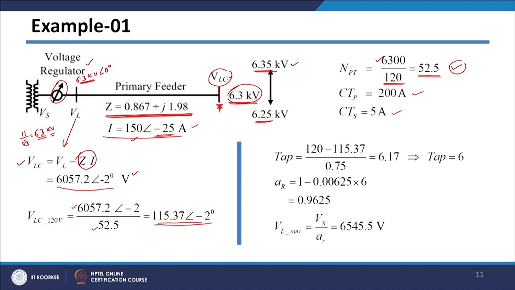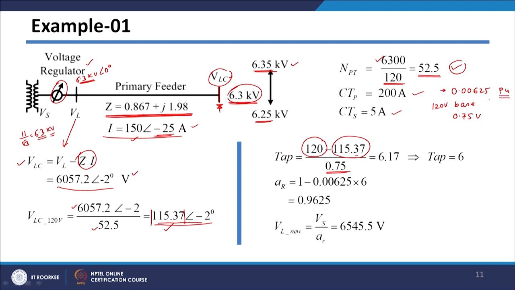The set position of the regulator compensator circuit is say 120 volts, but across that voltage relay I am getting 115.37 volts. I am taking the magnitude of this quantity. So, 120 minus this, divided by 0.75. 0.75 is actually the per unit value 0.00625, it is per unit. Now, if you calculate this for a 120 volt base, it comes out to be 0.75 volt.